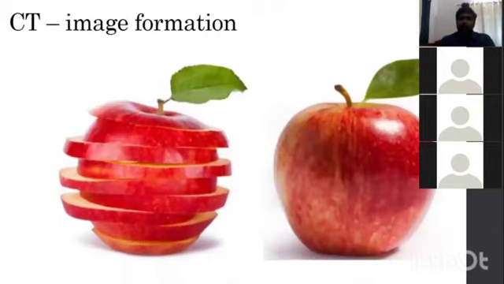And there are extensive differences between the image formation in CT and CBCT. In CT, as I already told, the fan-shaped beam will take multiple axial sections, like in this apple, the first image, and these axial sections are reformed into a 3D image, like in the second picture. It's transformed into a 3D structure, so multiple axial sections are combined.